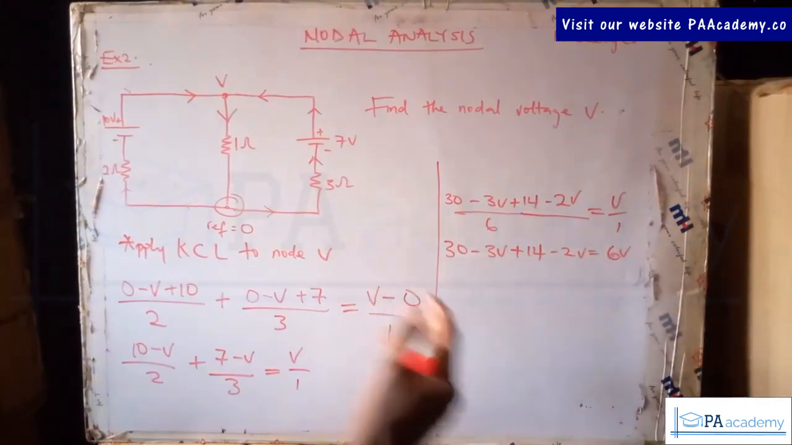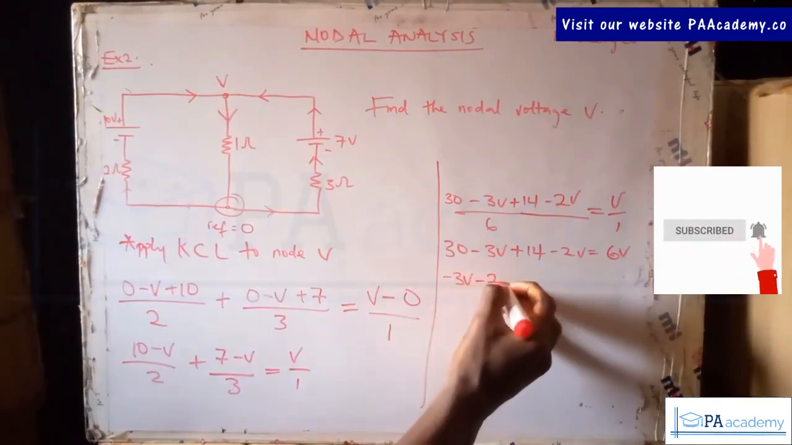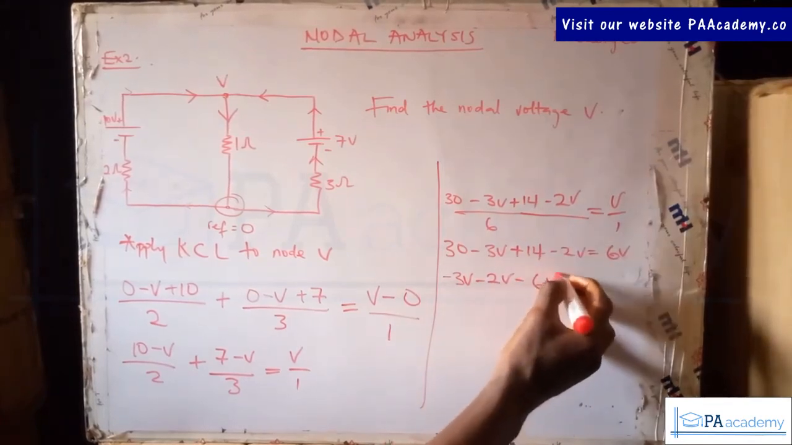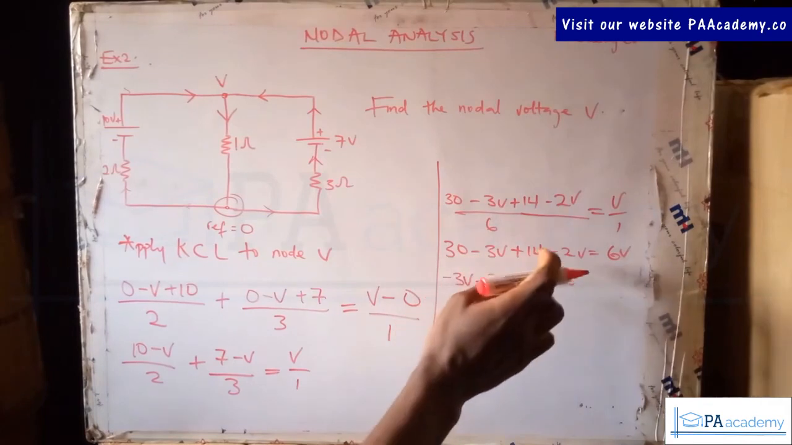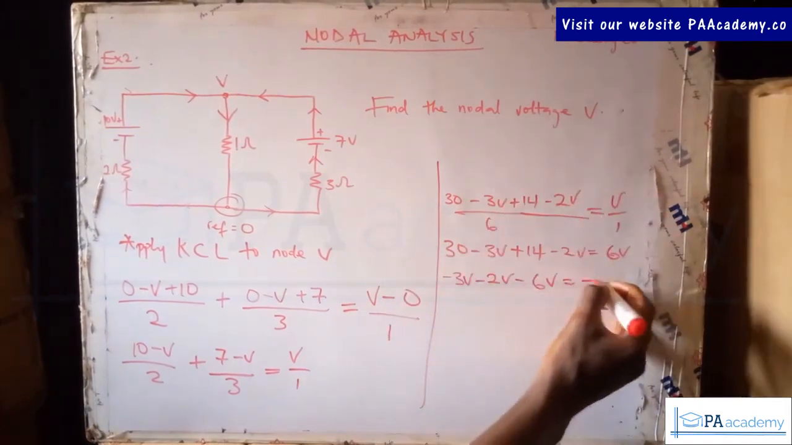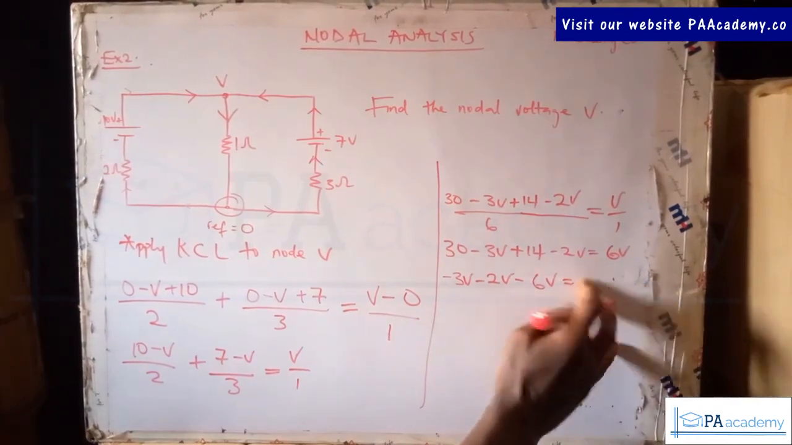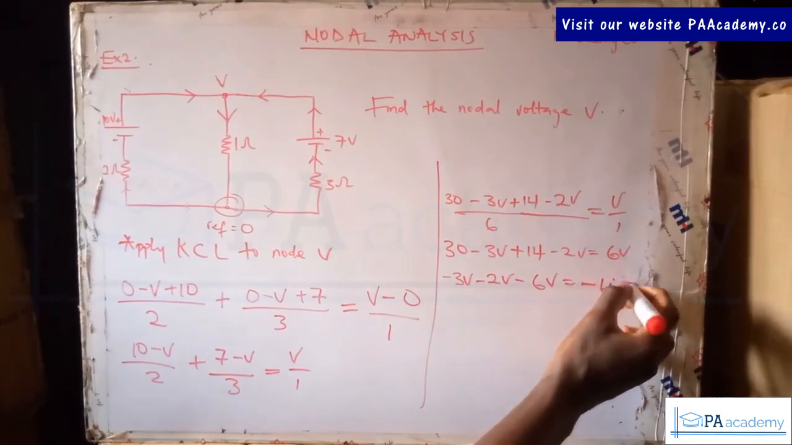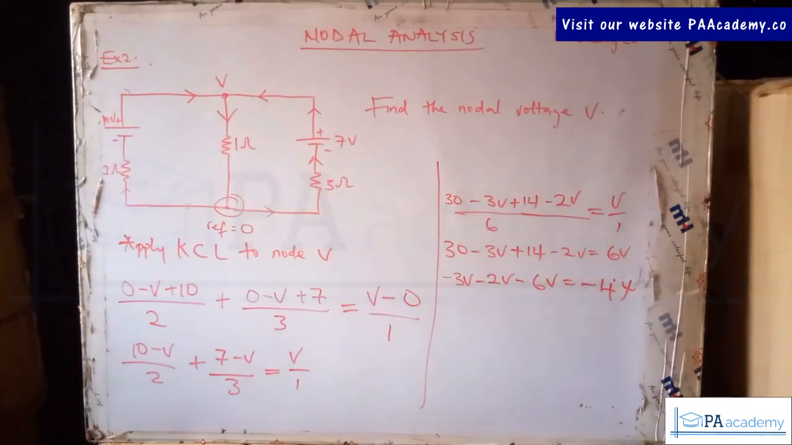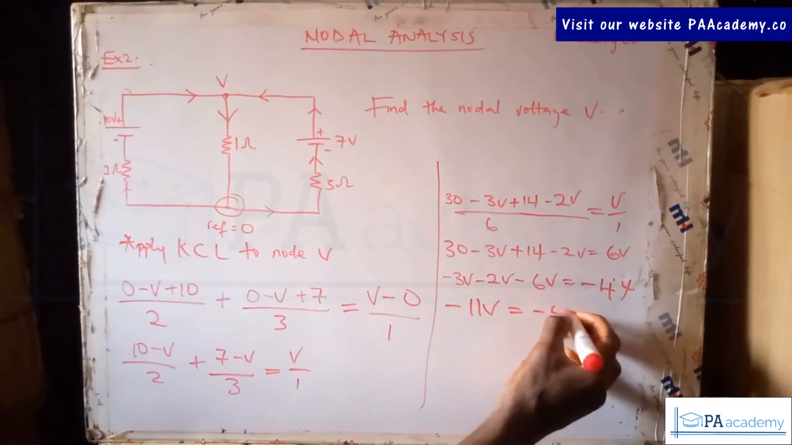Alright, so let's just rearrange this. So we are going to be having minus 3V minus 2V. If this should come to the other side of the equals to sign, it becomes minus 6V equals to. So let's take the 30 and the 14. 30 plus 14, that's 44. So if you take it to the other side, it becomes minus 44. So this is minus 3, minus 2, and minus 6. So that will give us minus 11. So we are going to be having minus 11V equals to minus 44.